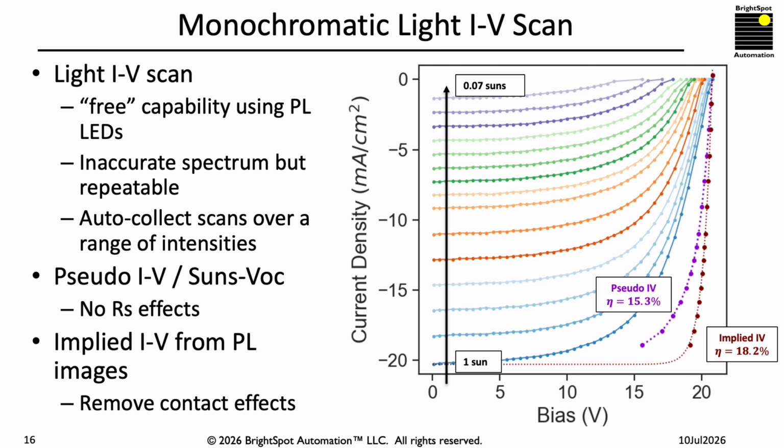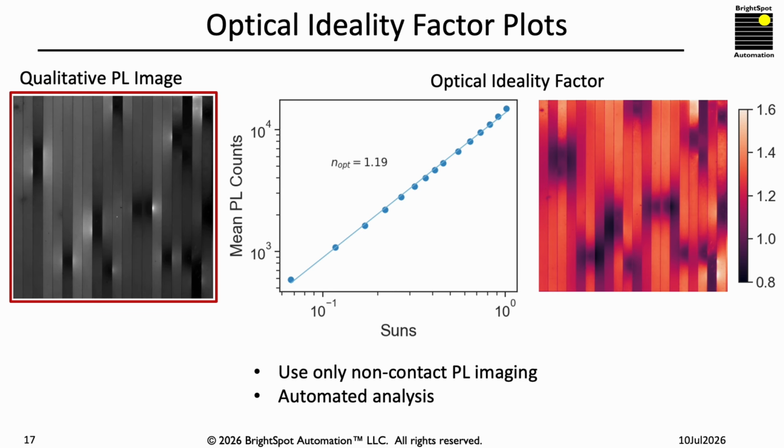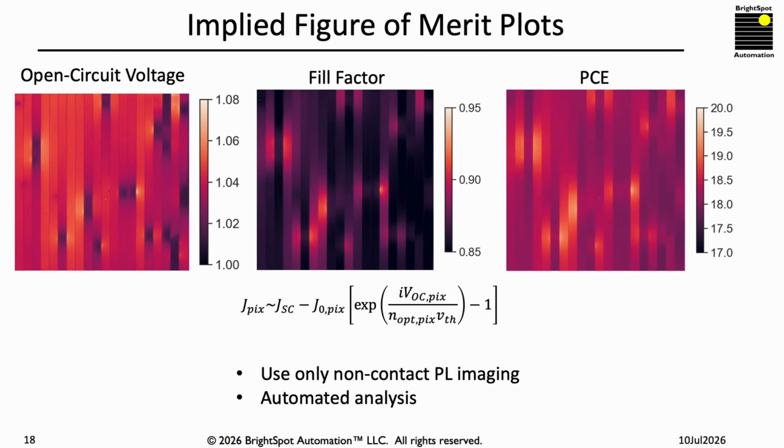And this type of curve eliminates any additional contact effects. We can also plot a figure of merit plot called the optical ideality factor from those series of PL images collected at different intensities. Again, this is all non-contact imaging. And there's 3 other figure of merit plots we can do in non-contact mode. These are implied figure of merits for open circuit voltage, fill factor, and conversion efficiency, doing some additional mathematical analysis.